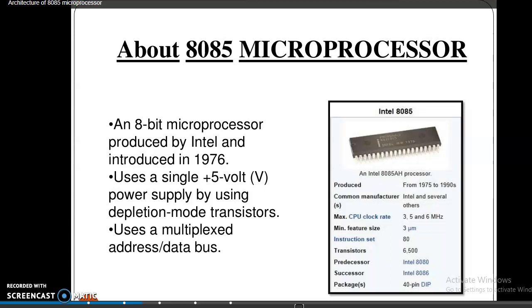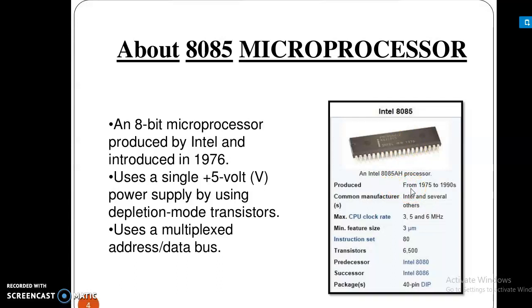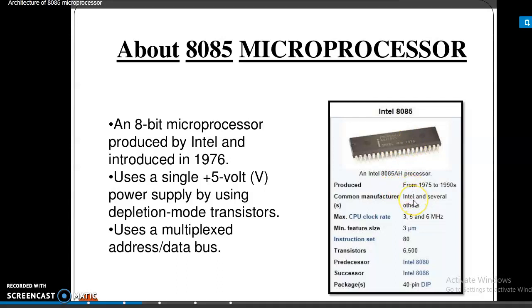It is an 8-bit microprocessor produced by Intel in the year 1976. It uses a multiplexed address and data bus. You can see in this picture, this is the Intel 8085 microprocessor produced from 1975 to the 1990s. Manufacturers: Intel and several others. You can see the features, how many transistors are there: 6500. The predecessor is Intel 8080, the successor is Intel 8086.